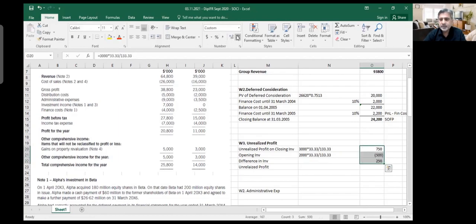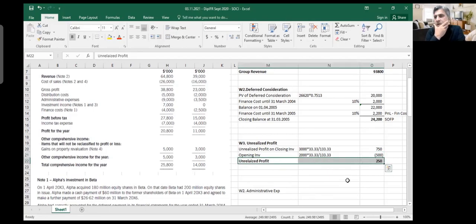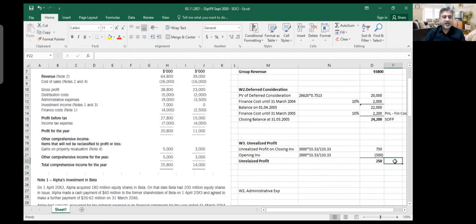So this is what you have intra-group. So this is your unrealized profit. The double entry is debit your group retained earnings, credit inventory. If you are making a balance sheet, group inventory you will decrease. Otherwise, we are going to charge it to cost of sale. So we will add it into the cost of sale calculation. Without this one, we cannot do the cost of sale calculation.